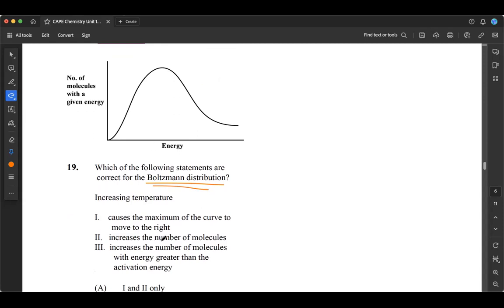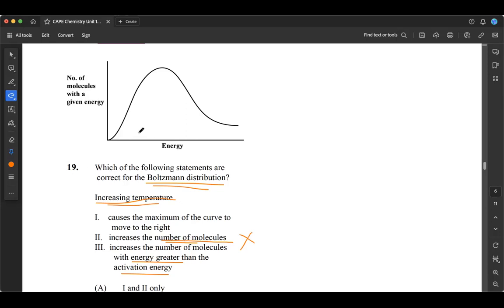Are we going to see that there's an increase in the total number of molecules? Or are we going to see that there's an increase in the number of molecules with energy greater than the activation energy? So first of all, let's just rule out the second one. If we increase the temperature, there's no way we can increase the number of molecules because the number of molecules is what it is, so we're not going to be able to change that by just changing the temperature. So we can rule out that. That's not correct, right? Now, let's think about the other ones, right? In relation to the Boltzmann distribution.